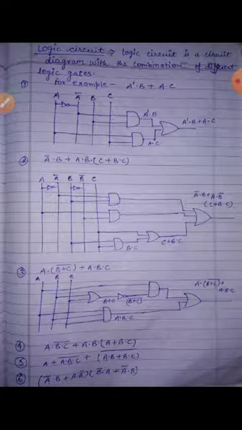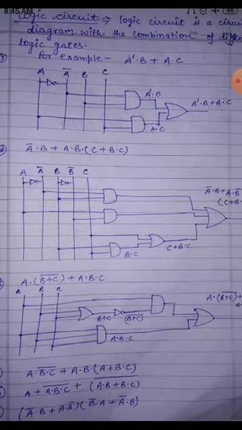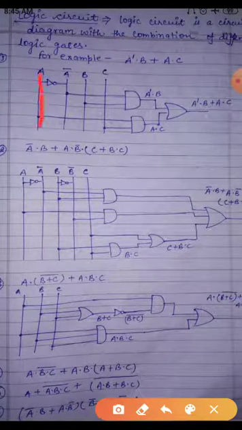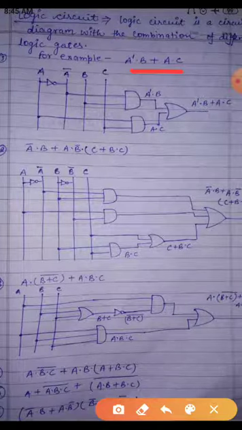A bar is not a different variable; A and A bar are the same. So you will draw three lines for A, B, C. But A bar is also given, so what will you do? First you draw the A line, then A bar is also required, so you connect A with a NOT gate. If A is connected with the NOT gate, the output will be A bar. B bar is not given in this equation, so no need to make B bar. Simply B and C, because C bar is also not given.